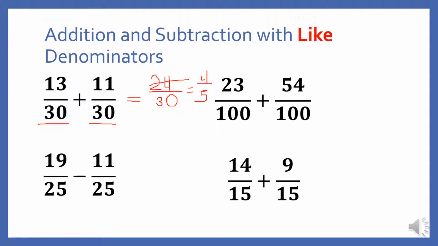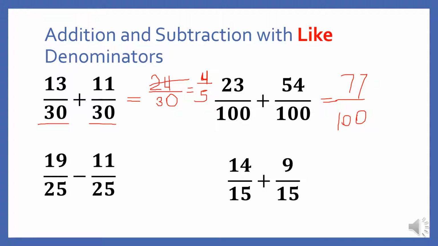So here we have a fraction in its reduced form. It's a proper fraction, 4 over 5. Next, 23 over 100 plus 54 over 100. As we can see, we have common denominators. So we are simply going to add our numerators. 23 plus 54 is going to give us 77 over 100.